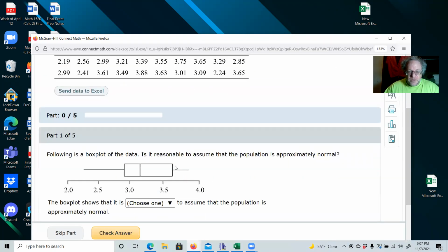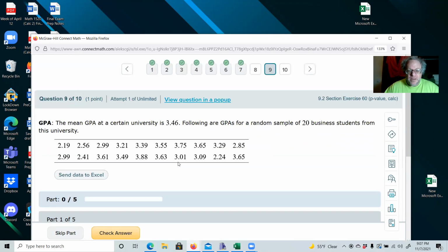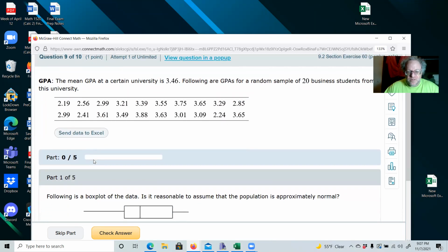Okay, so this is a little bit different. We have mean GPA under a certain university is 3.46. The GPA is from a random 20 business students from the university.